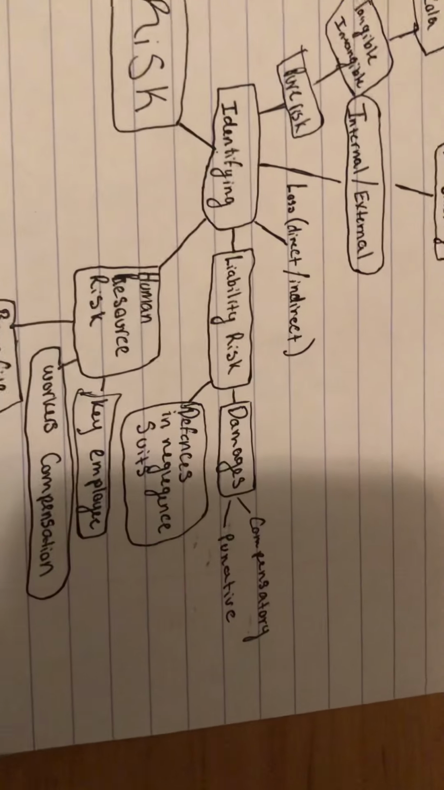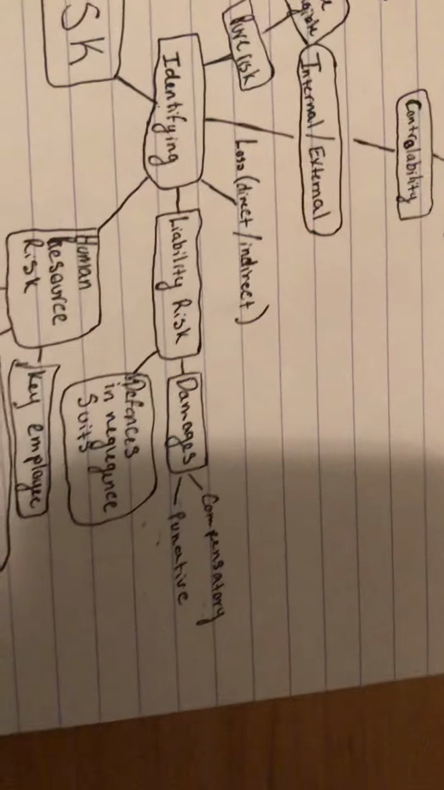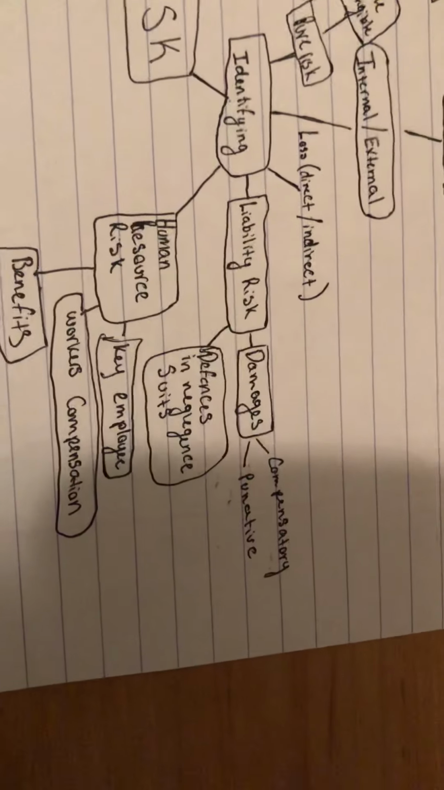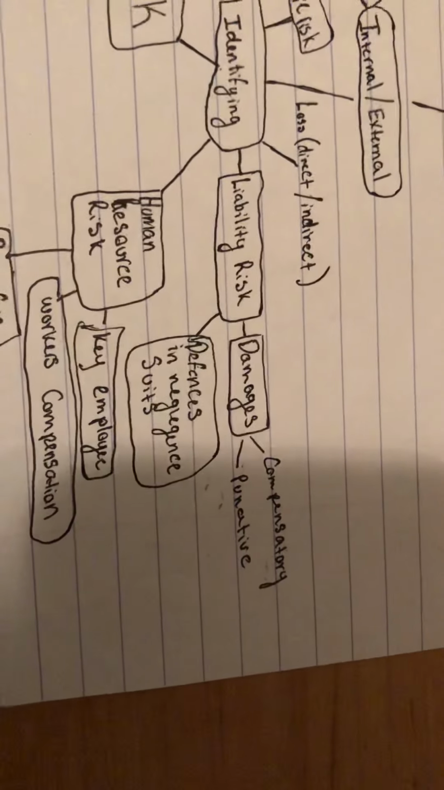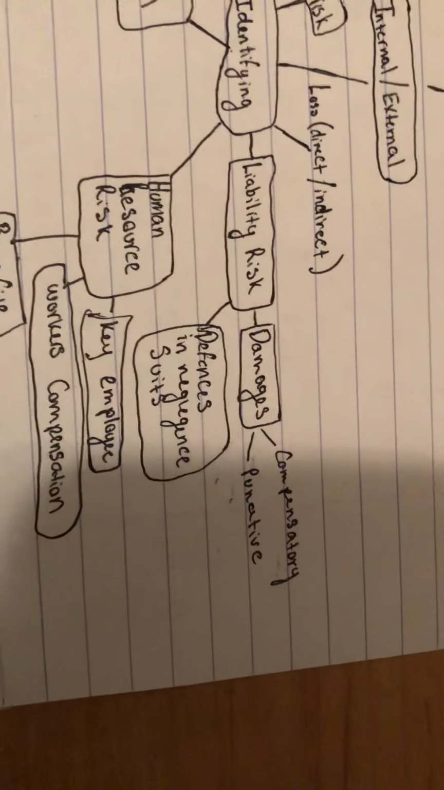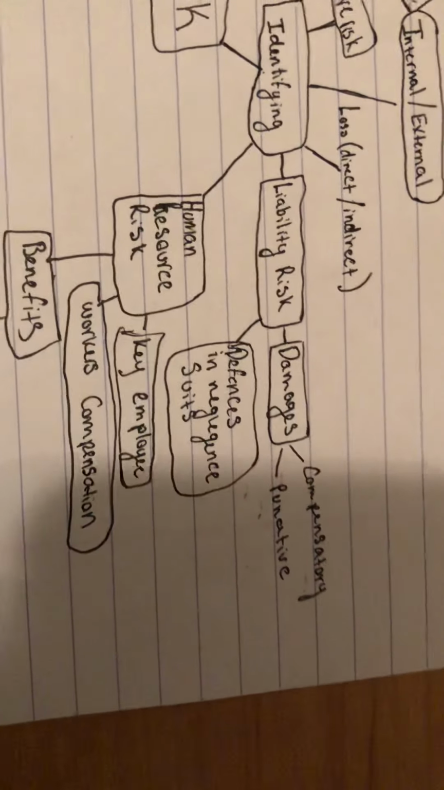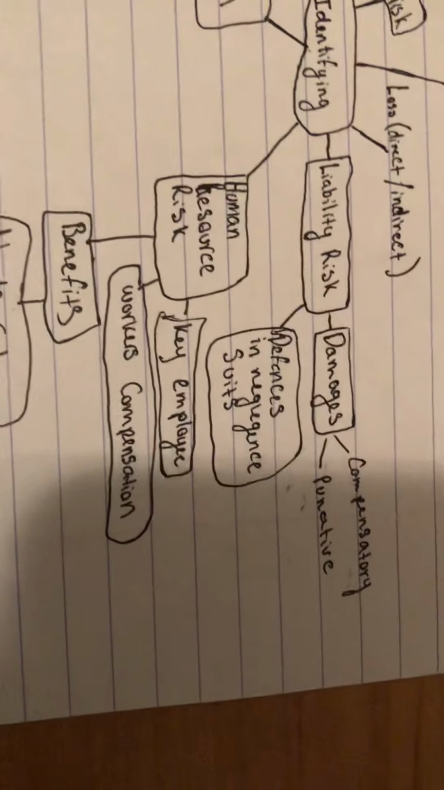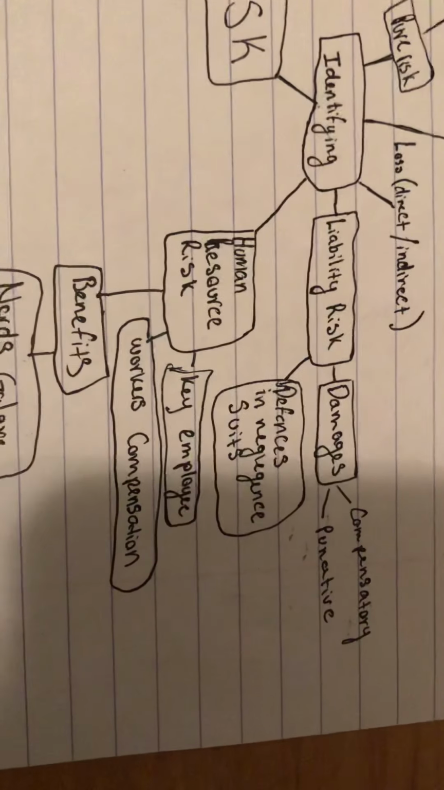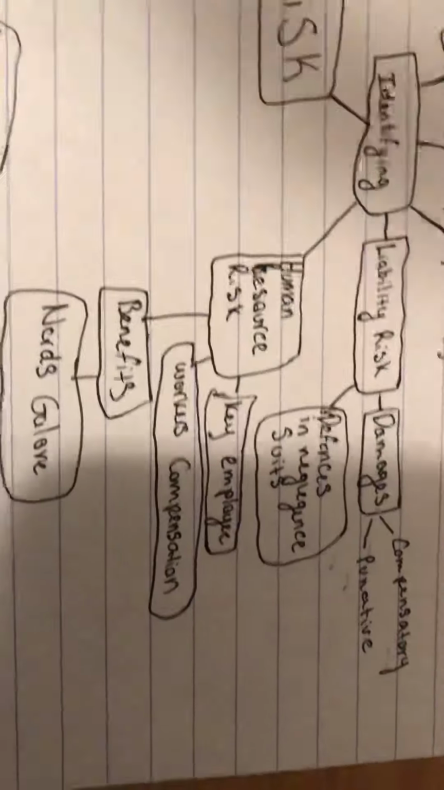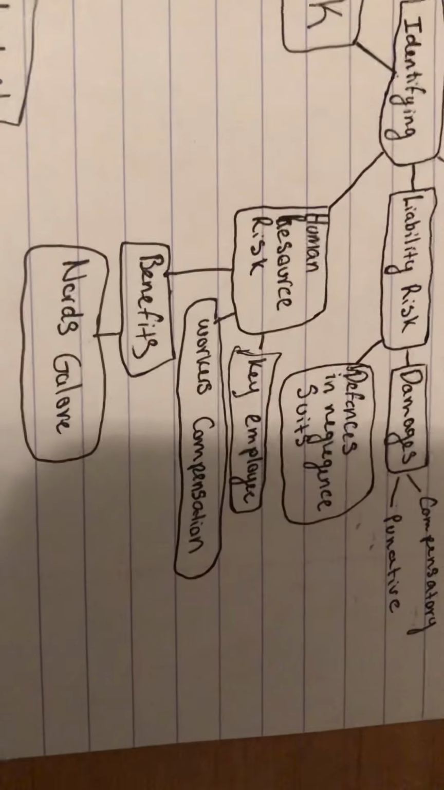And you come over here to liability risk, where it talks about damages, compensatory and punitive. Talk about defense, and what does it say? Defense and negligence suits. We have human resource risks, where key employees, workers' compensation, benefits.